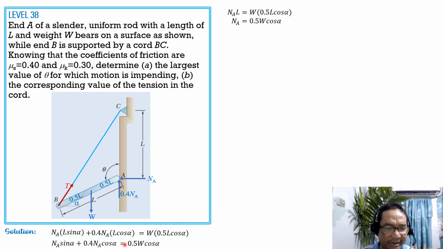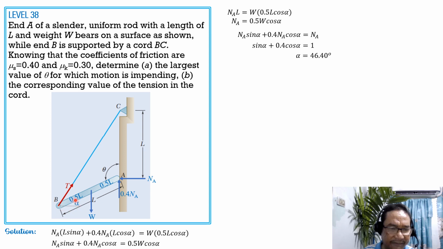So in other words, from this equation here, we just replace this 0.5 W cosine alpha by NA so that we can cancel out NA. So NA sine of alpha plus 0.4 NA cosine of alpha equals 0.5 W cosine alpha, which is NA. Cancelling out NA, we have sine of alpha plus 0.4 cosine of alpha equals 1. Using your calculator by trial and error, or by the high-tech calculator, we can now compute alpha, and alpha is equal to 46.4 degrees.